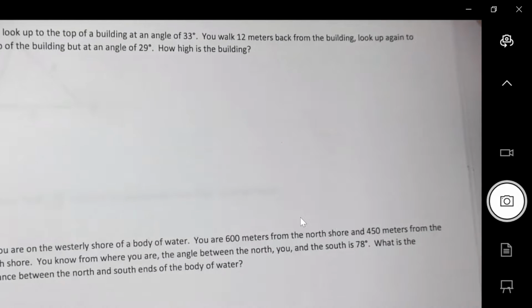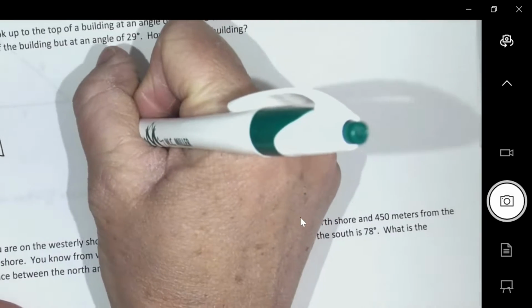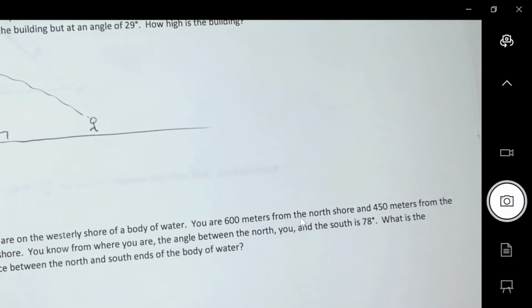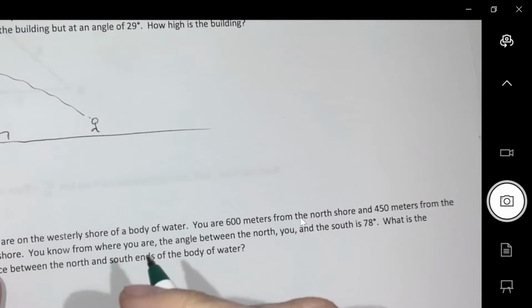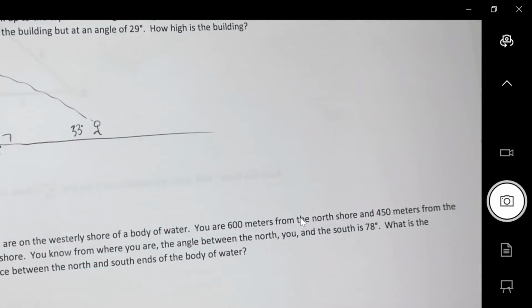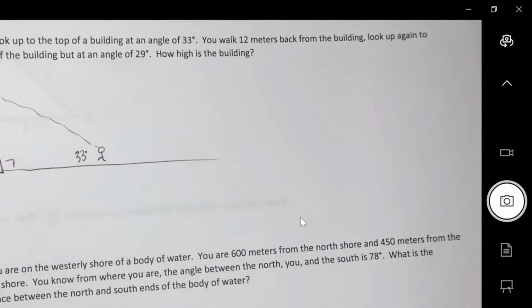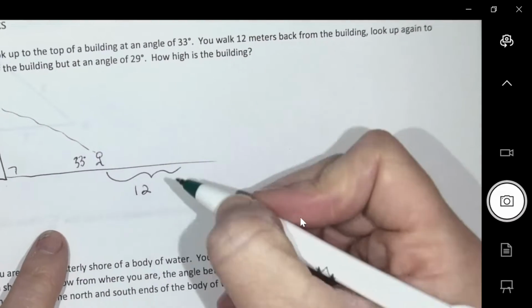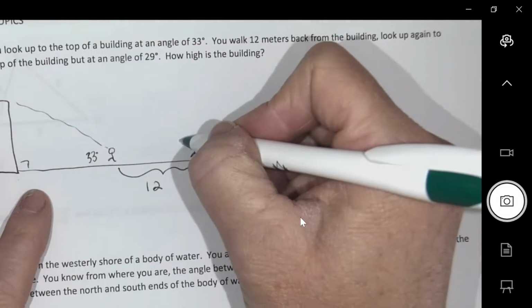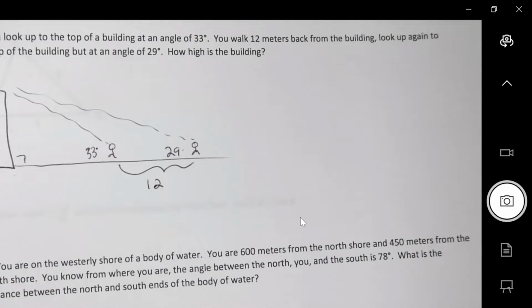You look up to the top of the building at an angle of 33 degrees. So there's a building and you look up and it's 33 degrees. And then it says you walk 12 meters back. So you walk 12 meters back and then you look up again and it's 29 degrees. Your eye's angling upward. That's an angle of elevation.